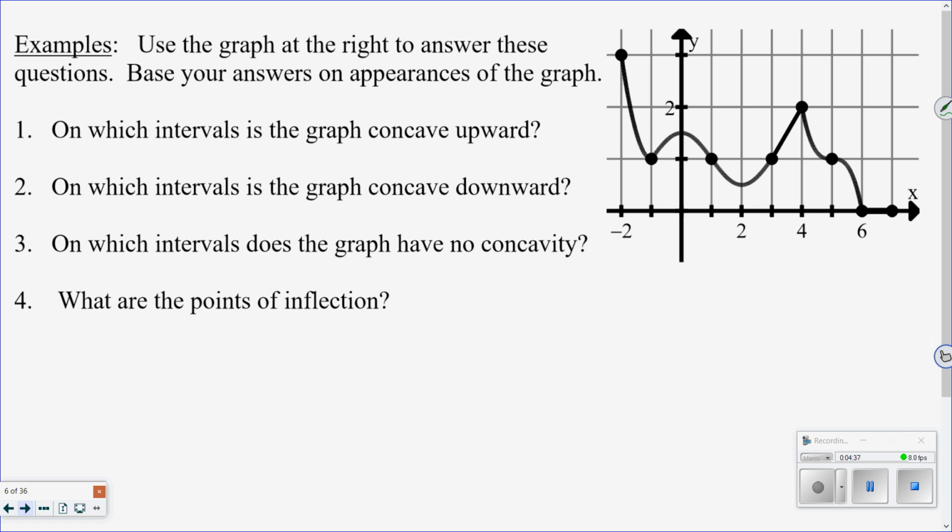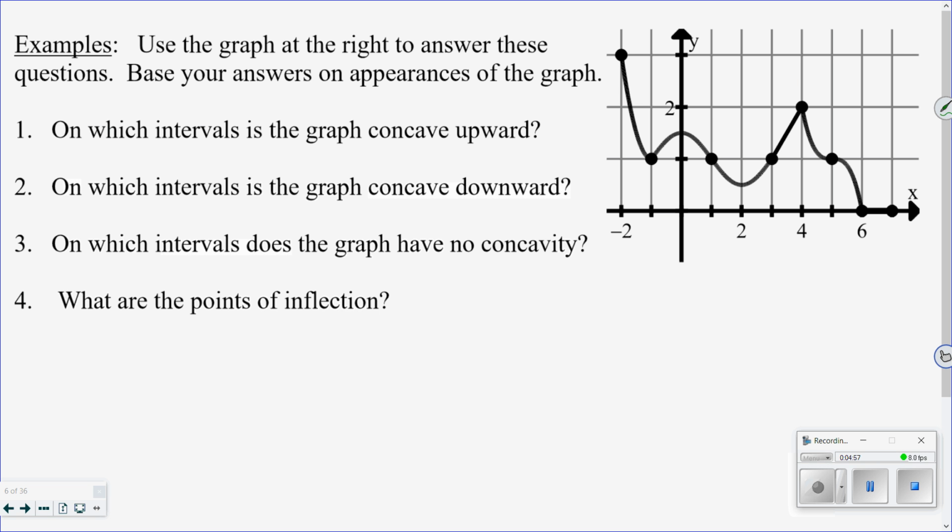All right, so let's look at this graph. In fact, I want you to do this. Why don't you pause this and go through and answer these 4 questions. You're just looking at the graph and looking at concavity. You decide what you think, and then we'll come back together, and I'll share with you what I think, and we can compare that to what I got.